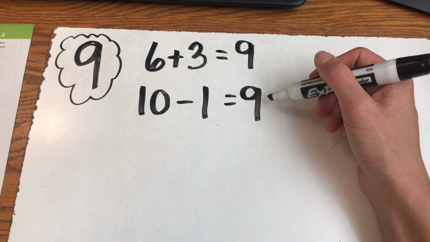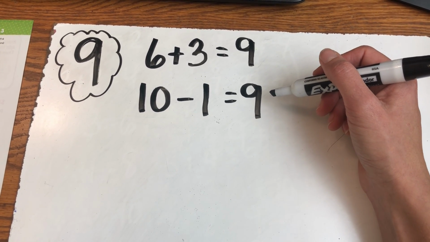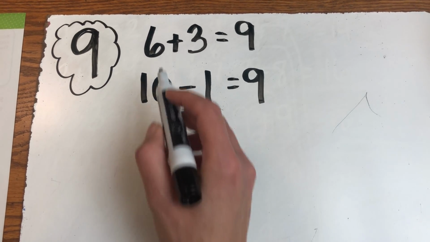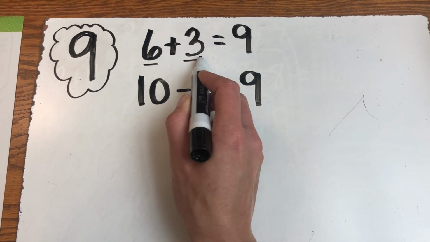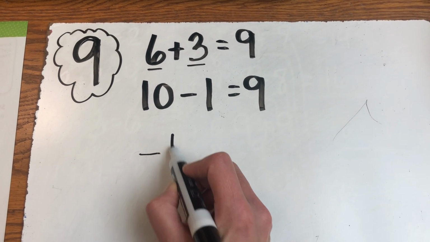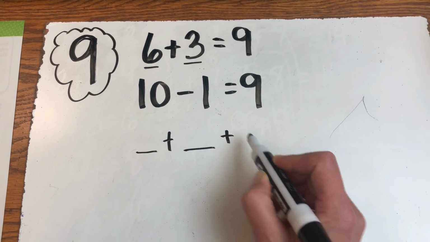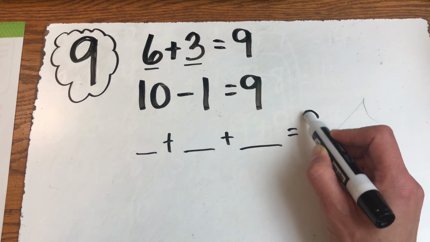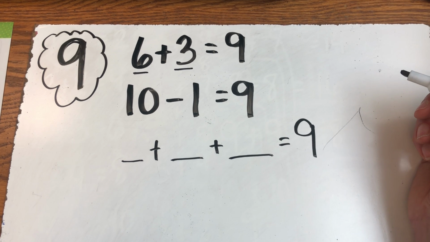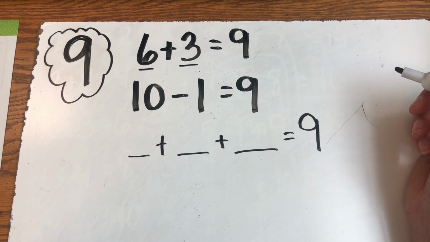Okay, let's keep getting harder. Now I want you to think of an addition sentence with 3 add-ins. So here we have just 2 add-ins. Now I want you to think of an addition sentence with 3 add-ins that equal 9. I'm listening.